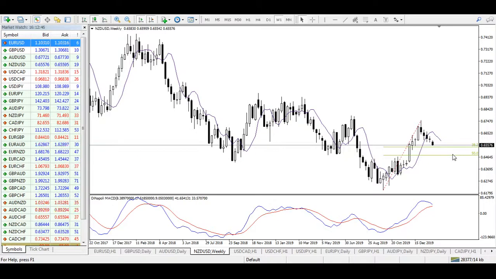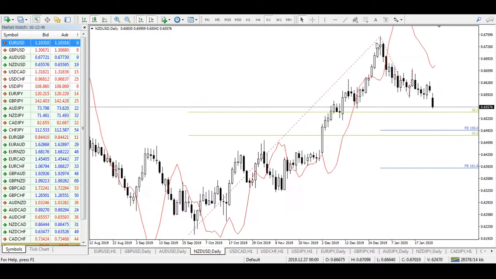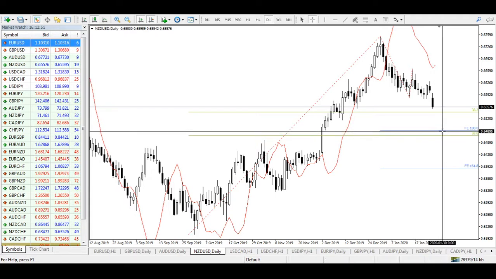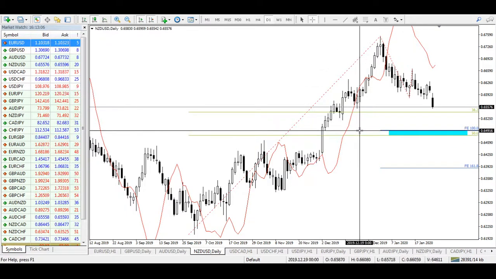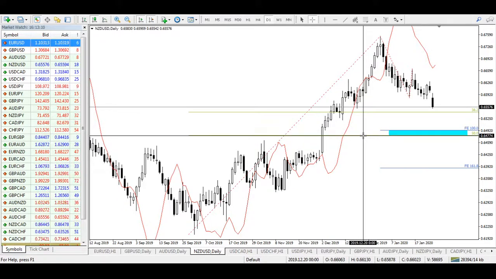So either 64.76 or maybe this ABCD 100, AB equals CD. These two things are making a support cluster. So here we can see that the market will find support at this area next. This will be the next support area, and something between 64.92 and 64.76 will be our next target. So that's all about the NZD USD.